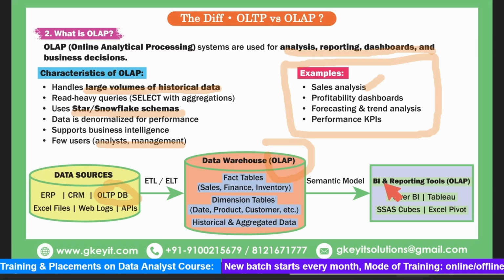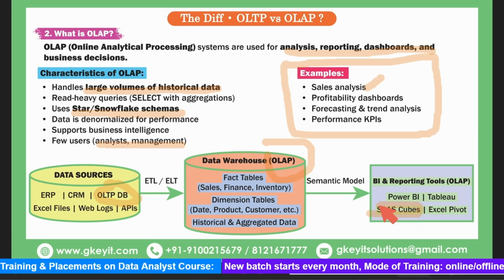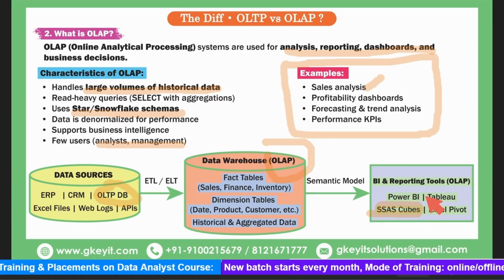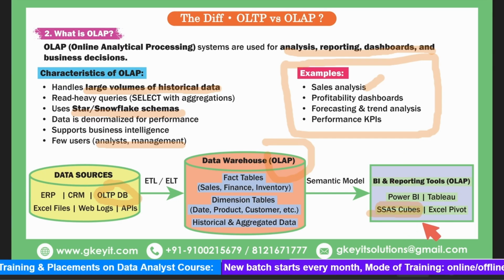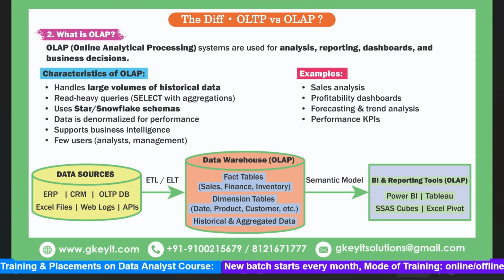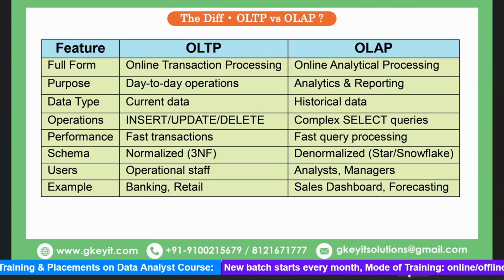Based on this data, by using the semantic model and BI reporting tools like Power BI, one of the reporting tools, and in the same way Tableau, SSRS, SSAS used for cube creation, Excel pivot. These are the different tools we can use for the visualization of the data by using different dashboards and reports. Once dashboards and reports are created, analysts and managers make use of those dashboards and reports and make decisions on their business. And coming to the final slide, here we can see the clear difference between OLTP and OLAP systems.